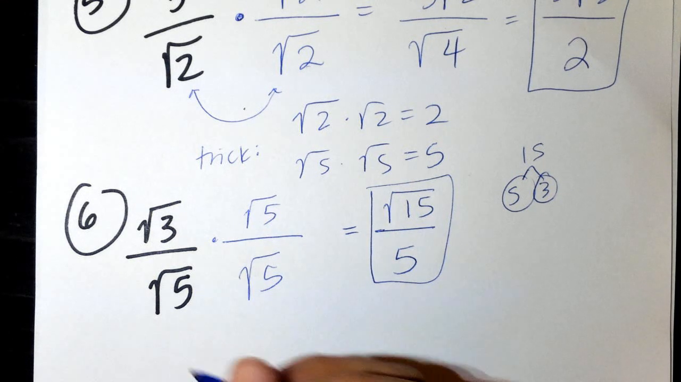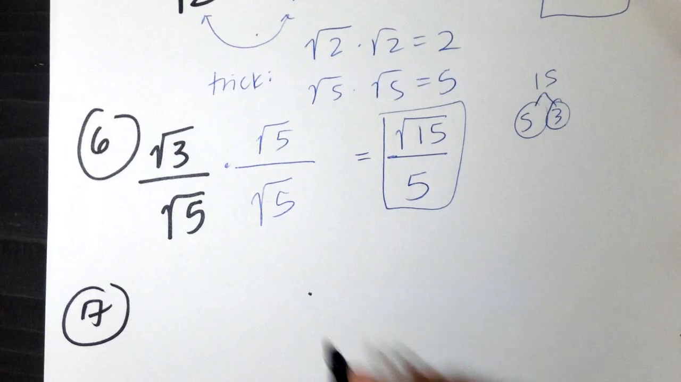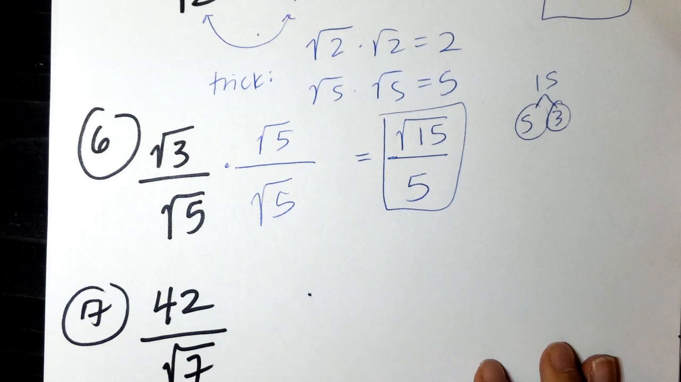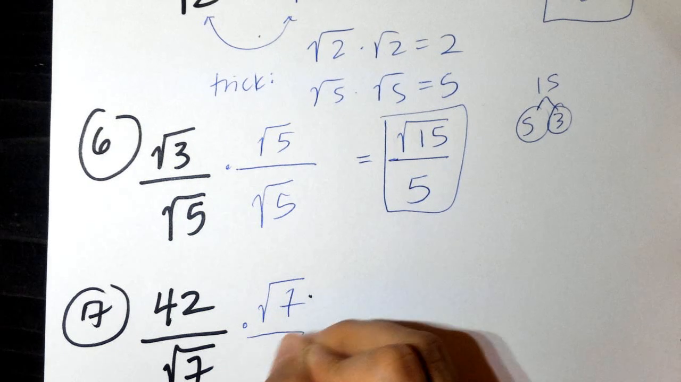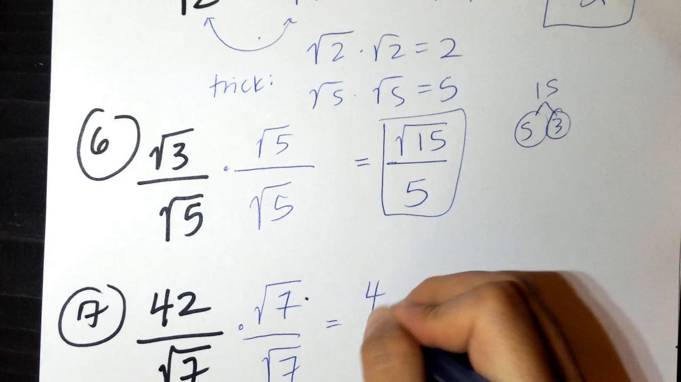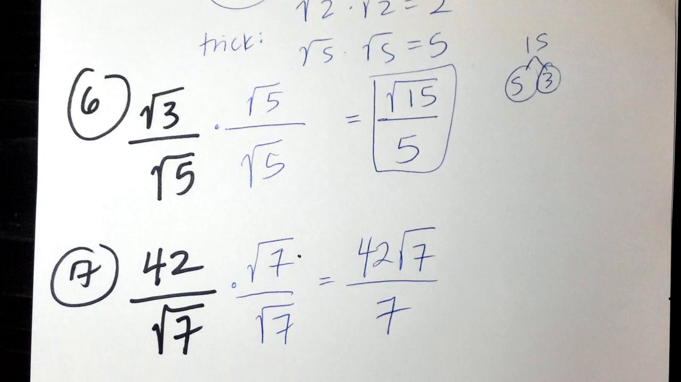All right, let me give you another example. So we'll call this example number 7. So what happens if I give you 42 divided by the square root of 7? So I'm going to do the same thing. I'm going to multiply by the square root of 7 over the square root of 7. So on the top, I get 42 times the square root of 7. On the bottom, I get 7, yes?